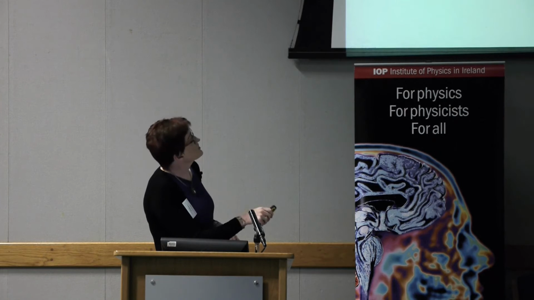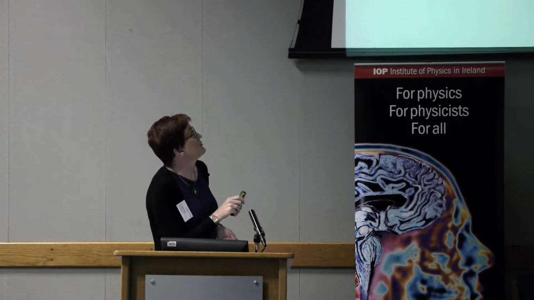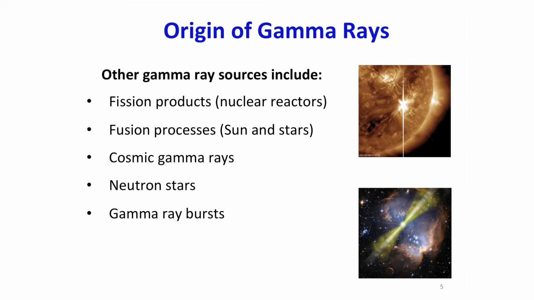Here, this is just showing some other sources of gamma rays. We can have gamma rays produced as products of fission reactions, fusion processes. So quite a lot of high energy astrophysical events will result in gamma rays. Here we've got a solar flare that will emit quite a significant amount of high energy gamma rays, and down here we have a gamma ray burst. I'm just putting those in because they're very nice pictures, but again, we don't do anything about this here. We're interested in environmental radiation monitoring.